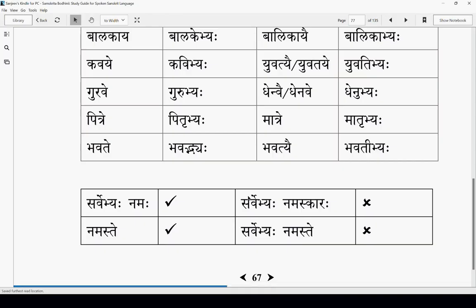But here, this is what I have shown. In Sarvebhya namaste, namaste itself is singular, so don't use a bahuvachana word like Sarvebhya. You can use Sarvebhya namaha only, or Yushmabhya namaha, as we saw.